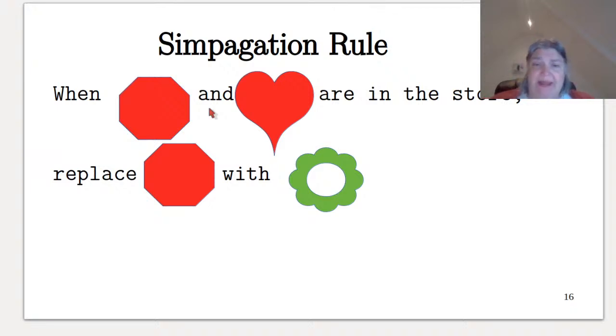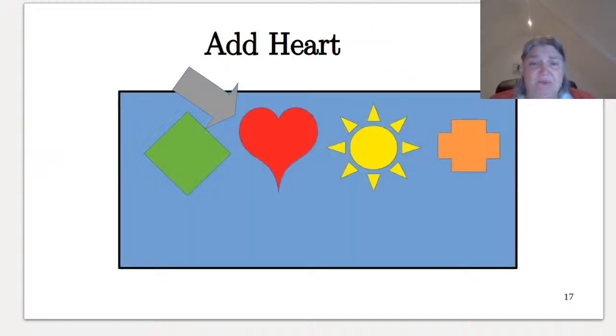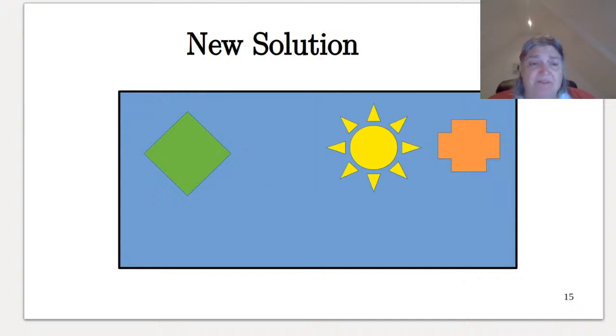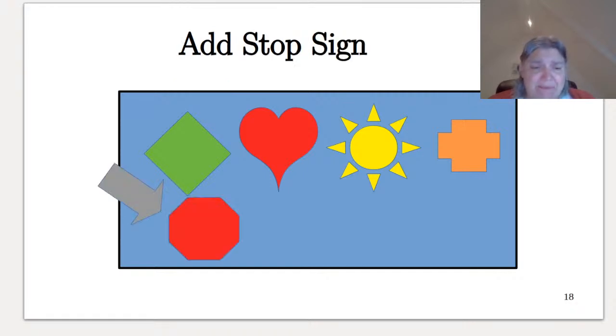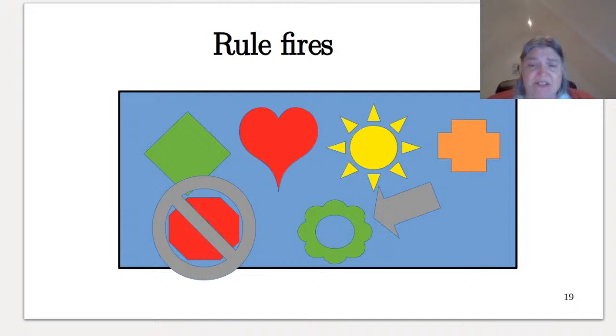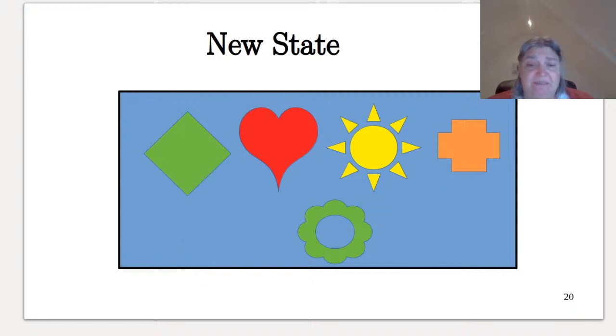Okay, great. So we're on to simpagation. Let's watch it do simpagation. We'll add a heart. This was our previous state. We add a heart. We add a stop sign. And that causes the rule to fire. The stop sign gets removed. The flower gets added. This is the new state.